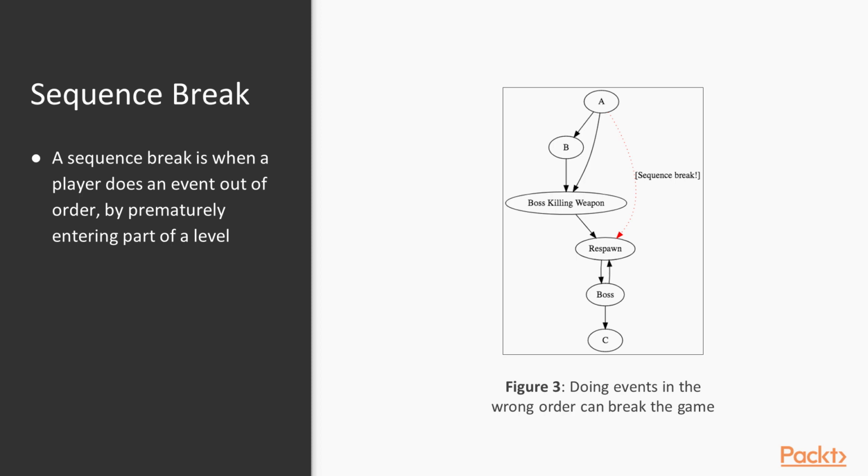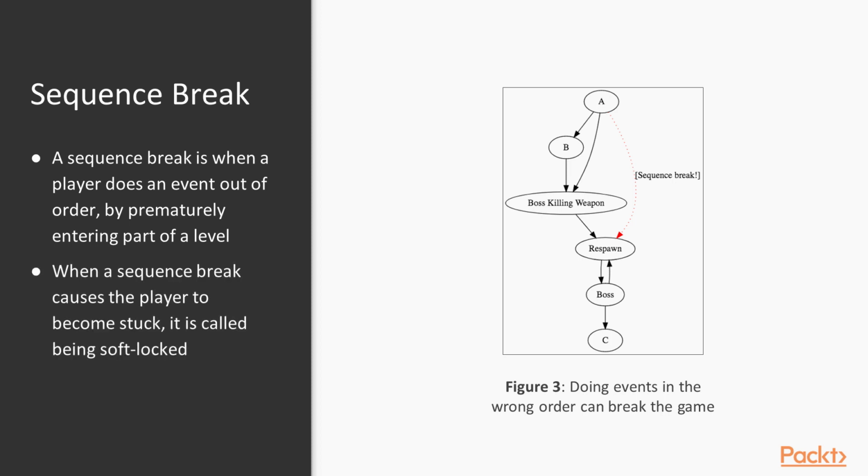For example, entering a boss area without the equipment to defeat that boss, and then respawning in an area where you cannot move backwards if you are killed by that boss. This state is called a soft lock. The player is both unable to progress and unable to move backwards.